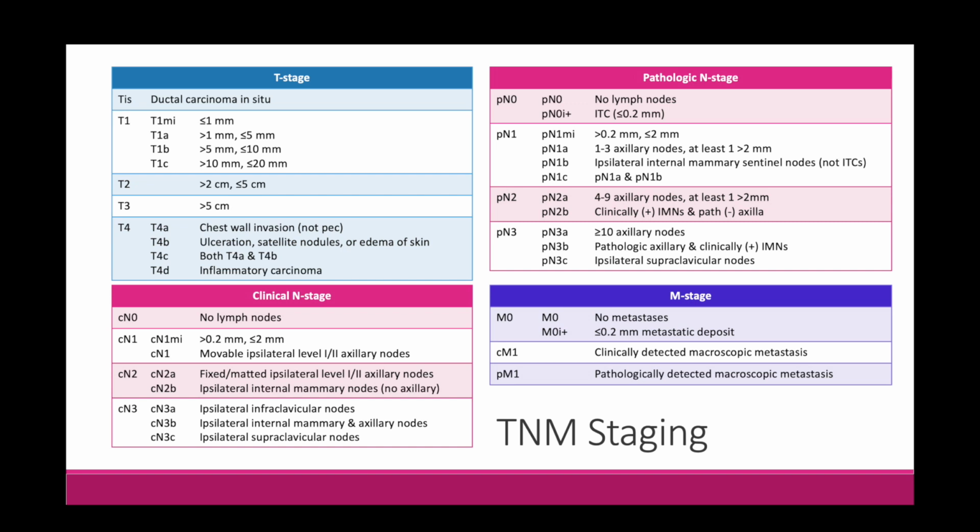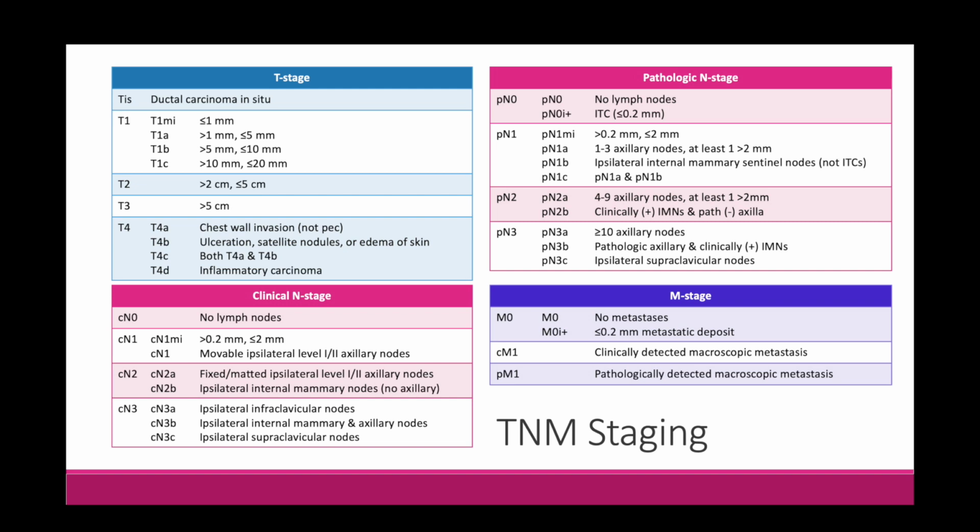to T4. And in general, for all cancers, T4 is something that's really invasive and starting to invade into other structures or organs. So T4A indicates that the cancer is invading into the chest wall, not the pectoral muscles, but the actual chest wall itself, so like the rib cage. T4B is when it's invading into the skin, either via ulceration, satellite nodules, or edema of the skin.